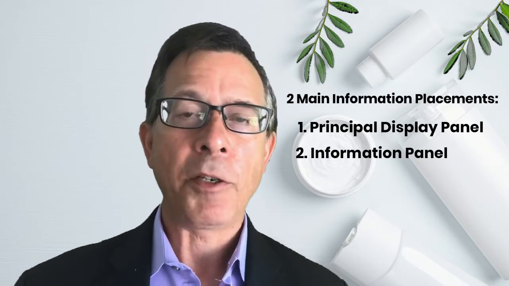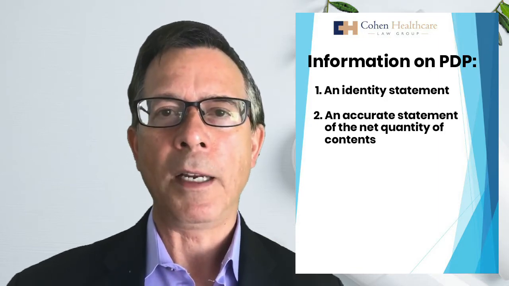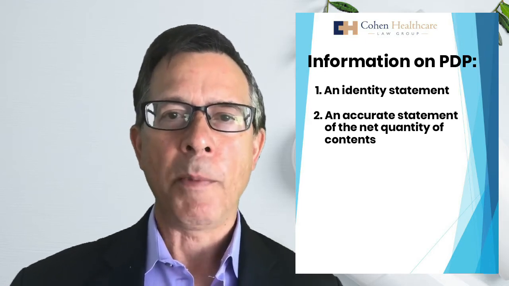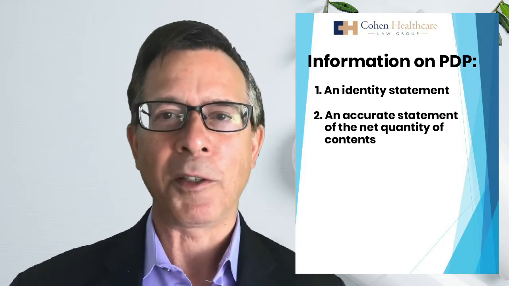So what information is required on cosmetic labels? Well, there are two main places where the information is stored: the Principal Display Panel, or PDP, and the Information Panel. So on the PDP, you must have the following information. One, an identity statement indicating the nature and use of the product by means of either the common or the usual name, a descriptive name, a fanciful name understood by the public, or an illustration. This is all in FDA regulations. Two, an accurate statement of the net quantity of contents in terms of weight, measure, numerical count, or combination of numerical count and weight or measure. Very specific, as you can see.